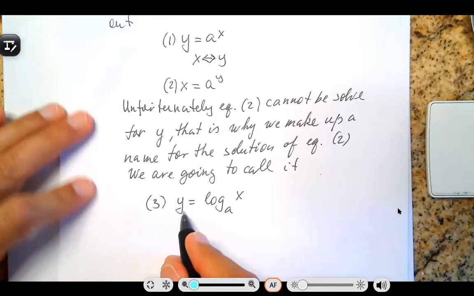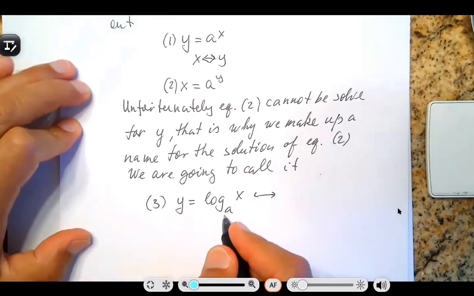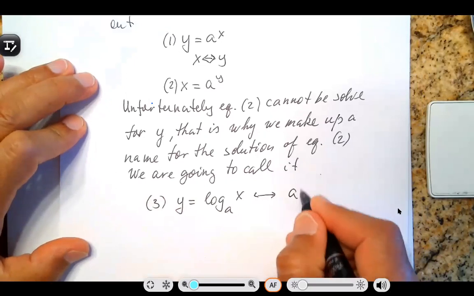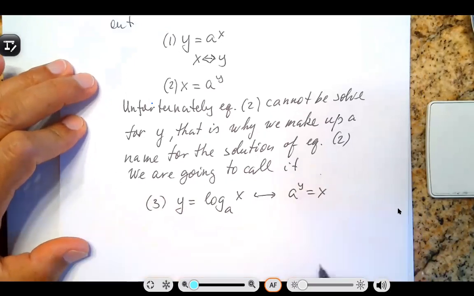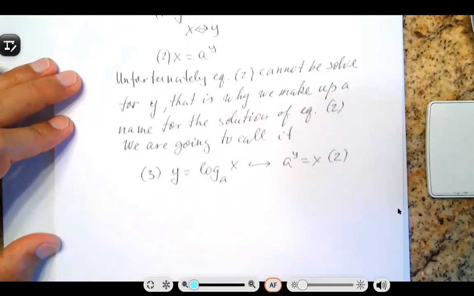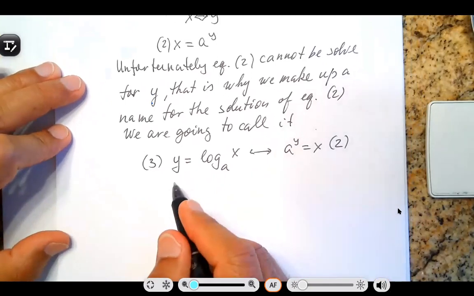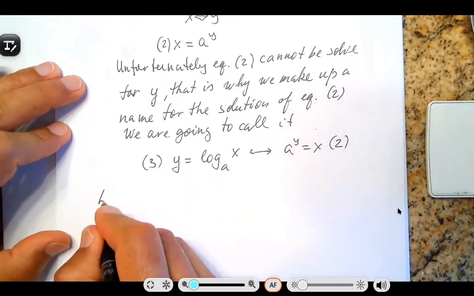So 3 means y equals logarithm x base a means a to the y equals x. This means 2, and vice versa. So from every exponential statement, we can move to logarithm. Let's do examples.